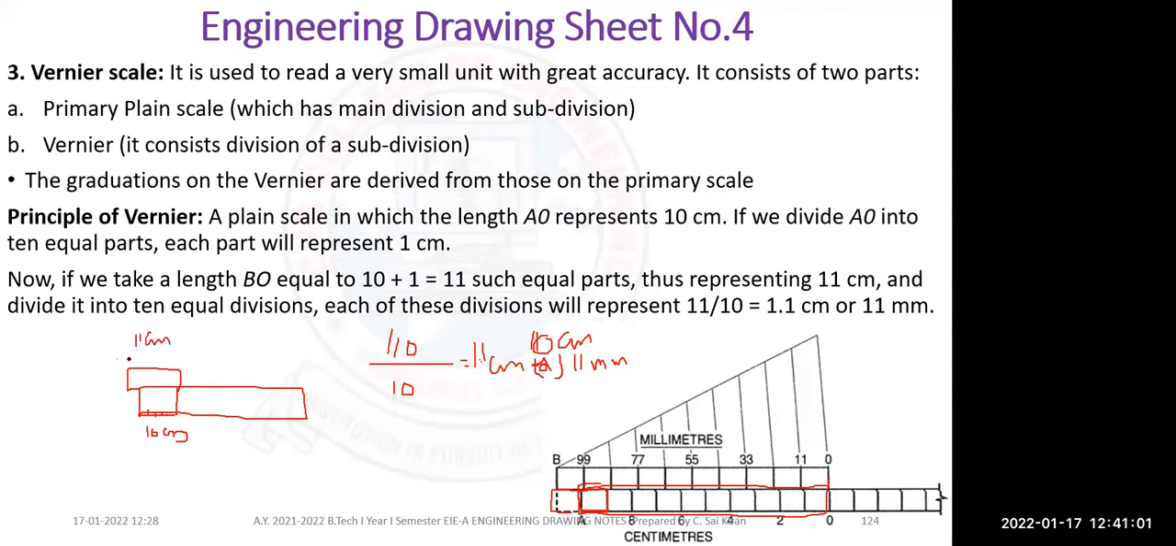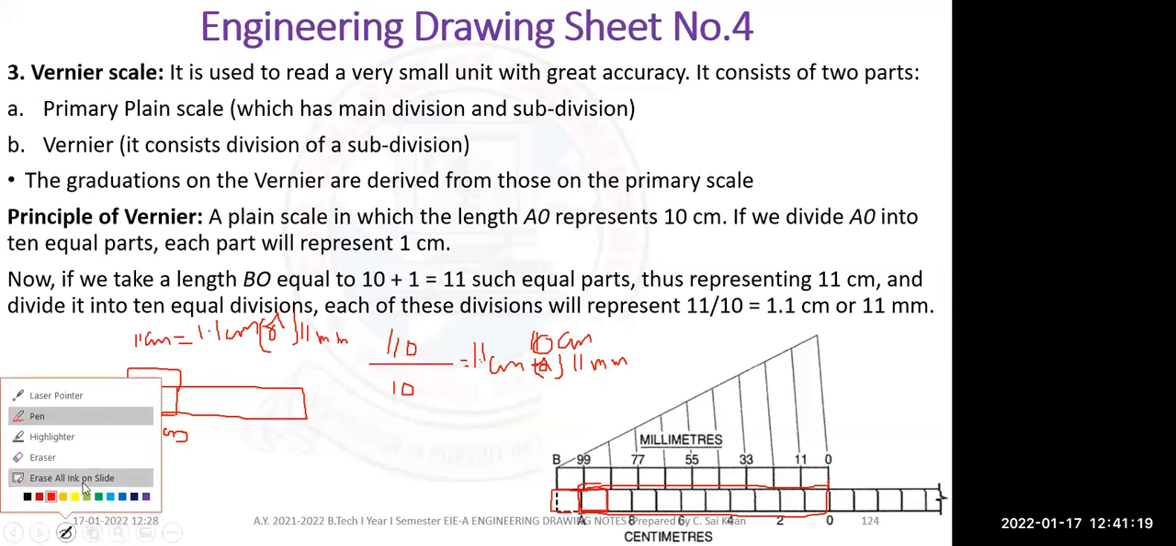And now I'm dividing the 11 centimeter into 10 equal parts. So each part will become 1.1 centimeter, which is 11 mm. So each part will become 11 mm, such as 0, 11, 22, 33, 44, 55, 66, 77, 88, 99, 0. It will become like this.